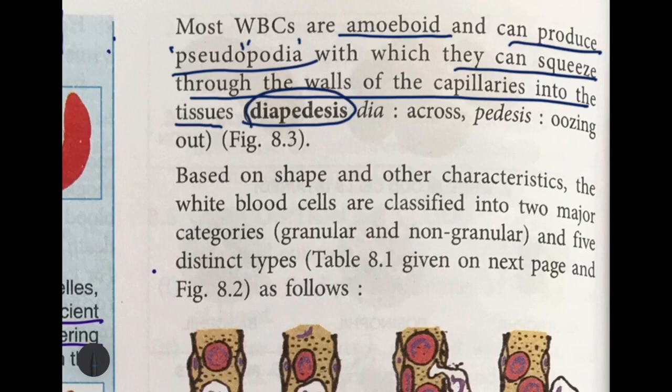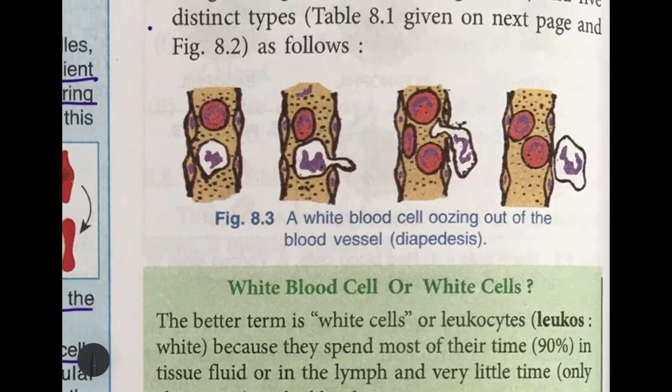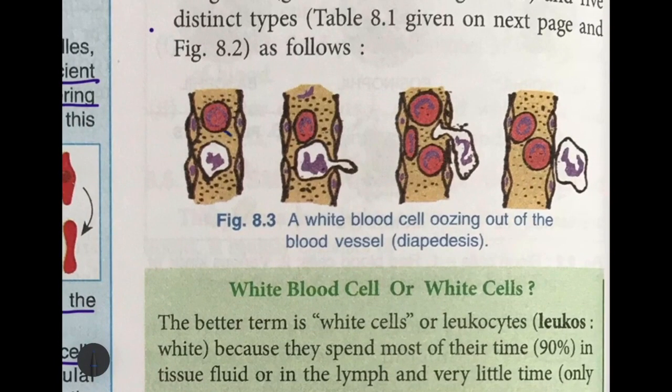So what is diapedesis? It is the squeezing of the white blood cells through the walls of the capillaries with the help of pseudopodia. You can see here the white blood cell. It has produced pseudopodia, or false feet, and slowly it will move out from the blood vessels. This process by which white blood cells squeeze out from the blood vessel with the help of pseudopodia is known as diapedesis.